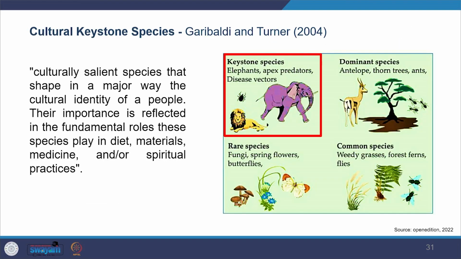We also find there's a concept of cultural keystone species, which are defined as the culturally salient species that shape in a major way the cultural identity of the people, and their importance is reflected in the fundamental roles these species play in the diet, materials, medicines, or spiritual practices. So those are also identified. You can look at some of the examples here in the picture, keystone species which are key to the ecosystem there and to the culture and the lifestyle of the people.